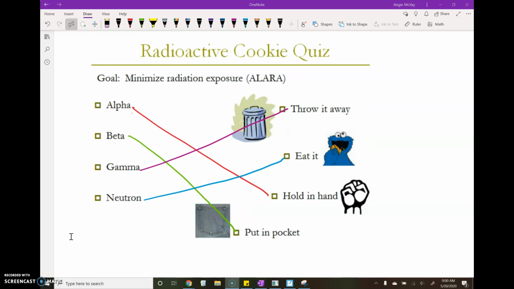All right, let's see how you did. All right, remember, alpha particles are shielded by the skin, so you should hold it in your hand. Beta particles can be shielded by fabrics, so you could put that in your pocket. Gamma particles are shielded by high Z materials like metal, so you throw it away, put it in a metal trash can. And neutrons are not harmful at all, right? Go ahead and eat that.